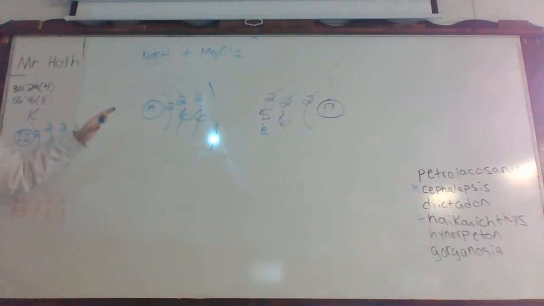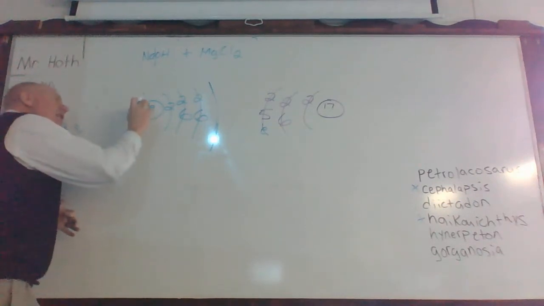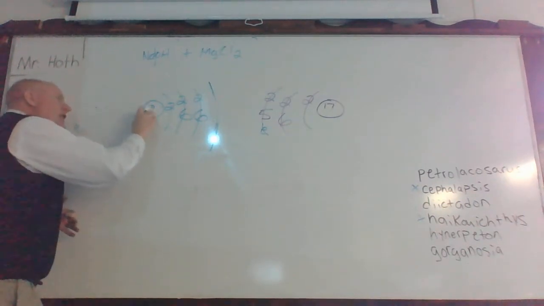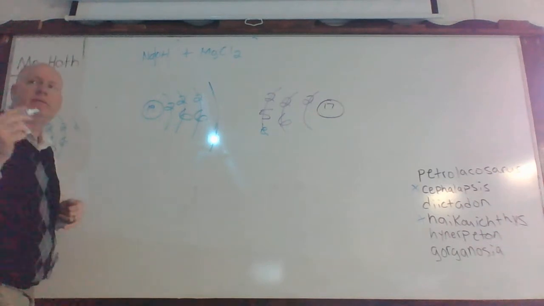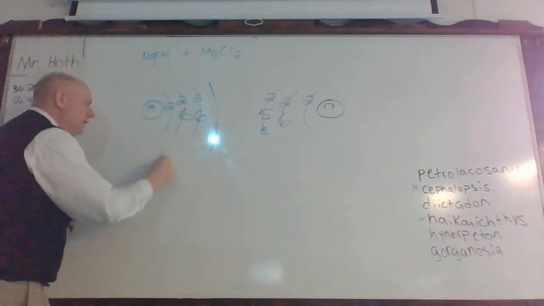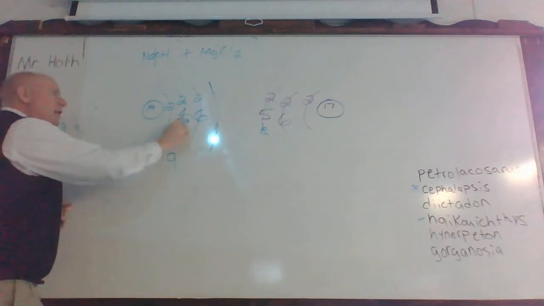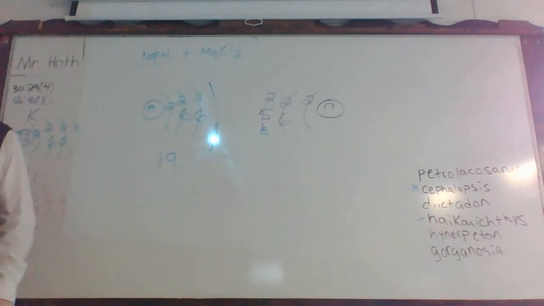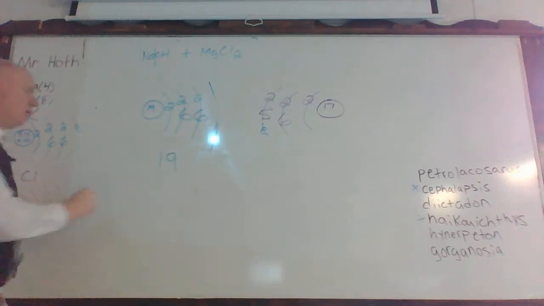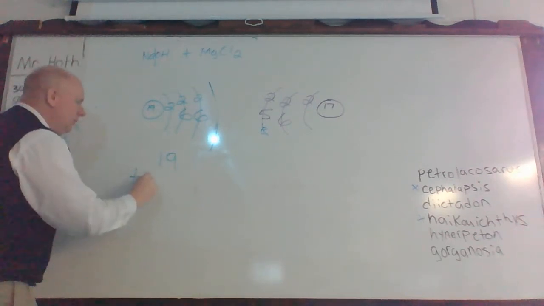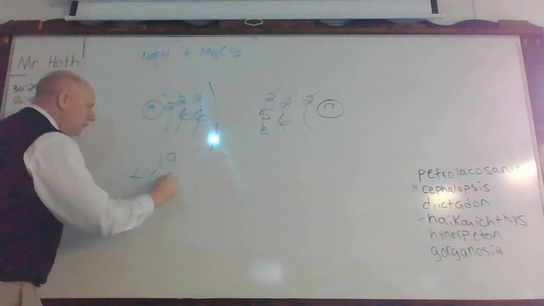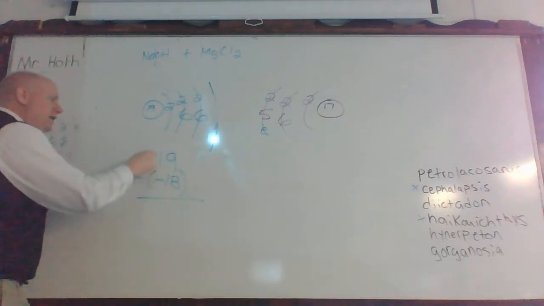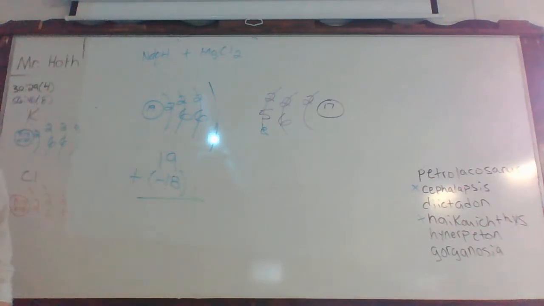Okay, last thing. How many positive charges does potassium have? 19. How many, add them numbers together, get negative charges? 18. So when you add 19 plus a negative 18, you get what? Plus 1.